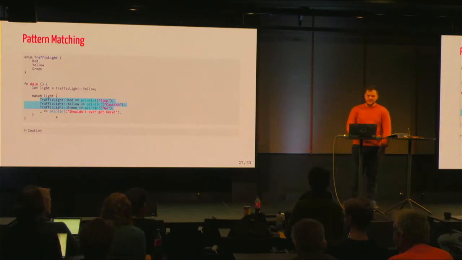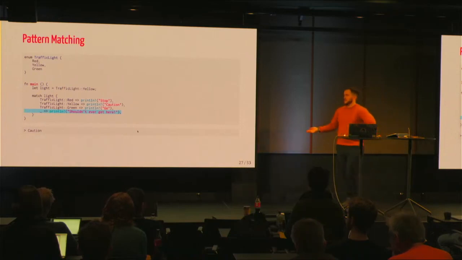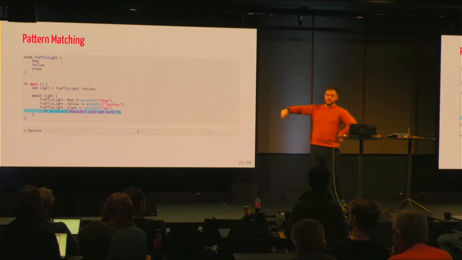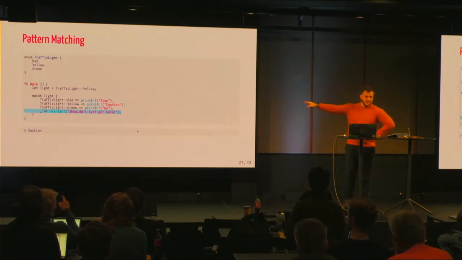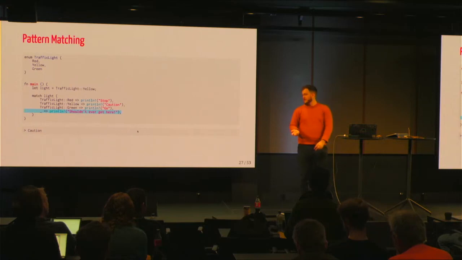And I also added this line down here just to show the wildcard operator. In case you have a traffic light where you don't care about the yellow light, you just want something to happen for the red and green, you can just say wildcard, which matches on the other cases. And if you try to write this in Rust, it will yell at you because you have not exhausted all the different paths.